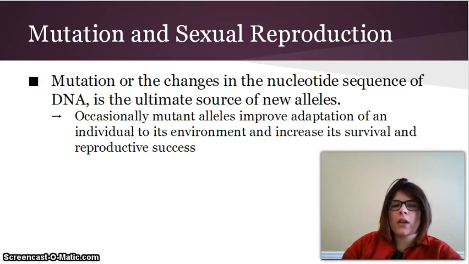So remember from meiosis that sexual reproduction we have the crossing over, we have all that genetic variation coming into play when we make our gametes. And the formation of the gamete is what makes the individual organism. So mutation, or the changes in the nucleotide sequence of DNA, is the ultimate source of our new alleles.